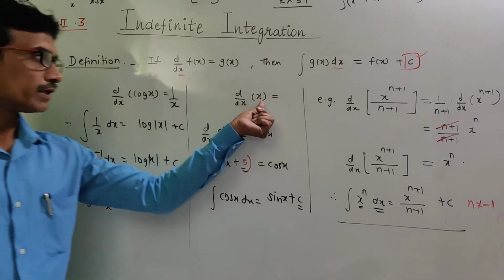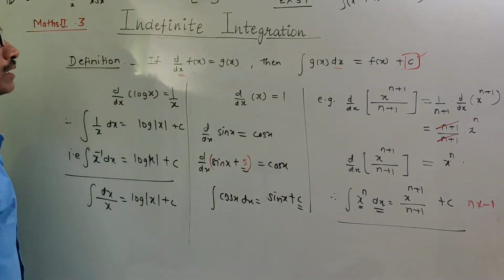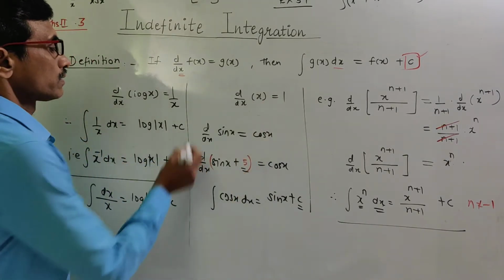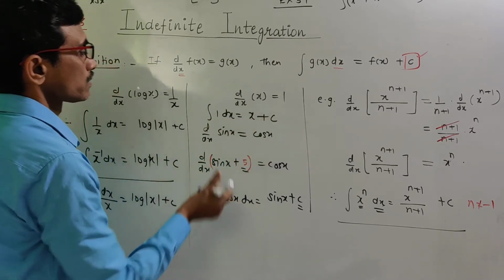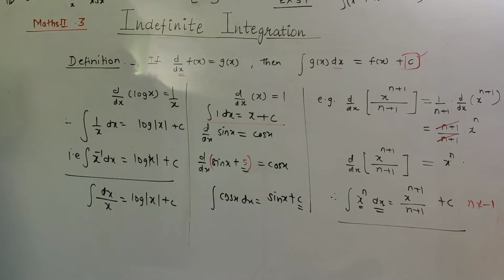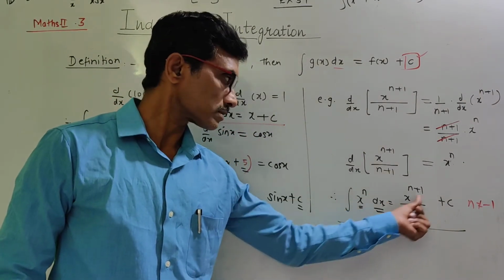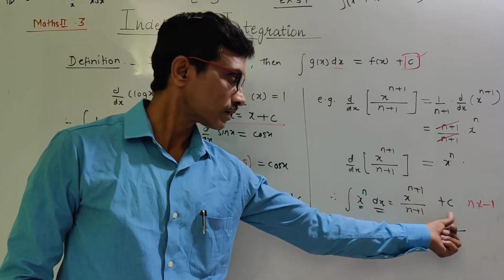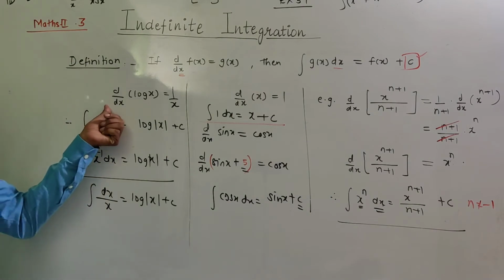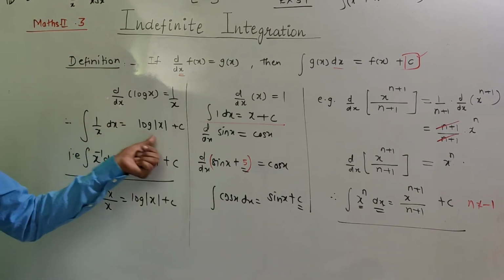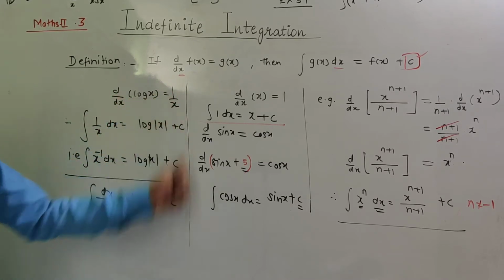The derivative of x is equal to 1. So the integration, or antiderivative, of 1, that is the integral of 1 dx, is equal to x plus c. This is another formula. The integral of x raised to power n dx is x raised to power n plus 1 upon n plus 1 plus c, where n is not equal to minus 1. The integral of 1 upon x dx is log of x, as the derivative of log x is 1 upon x.